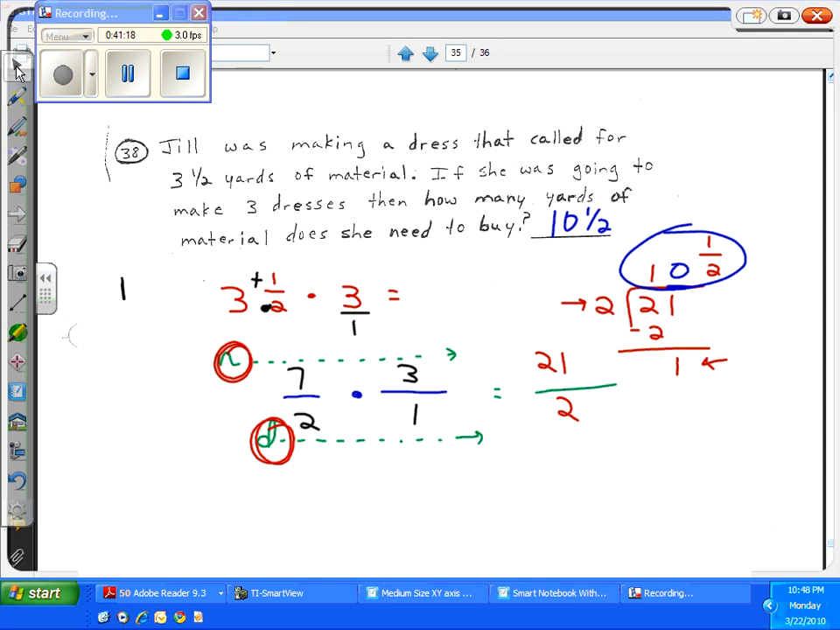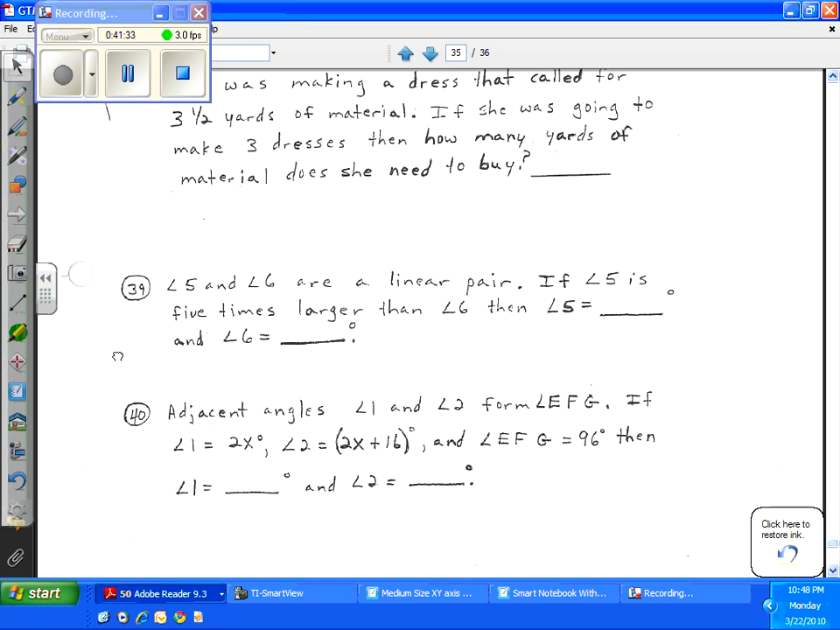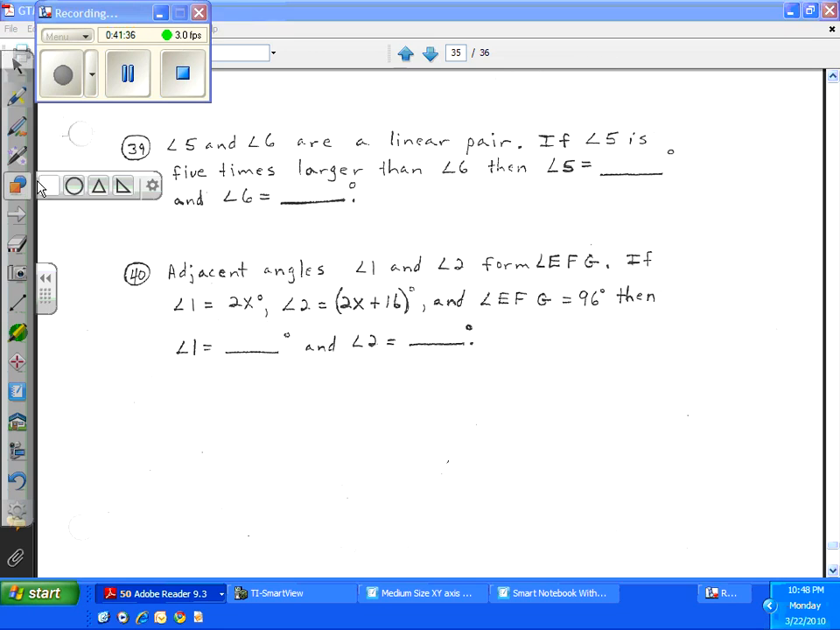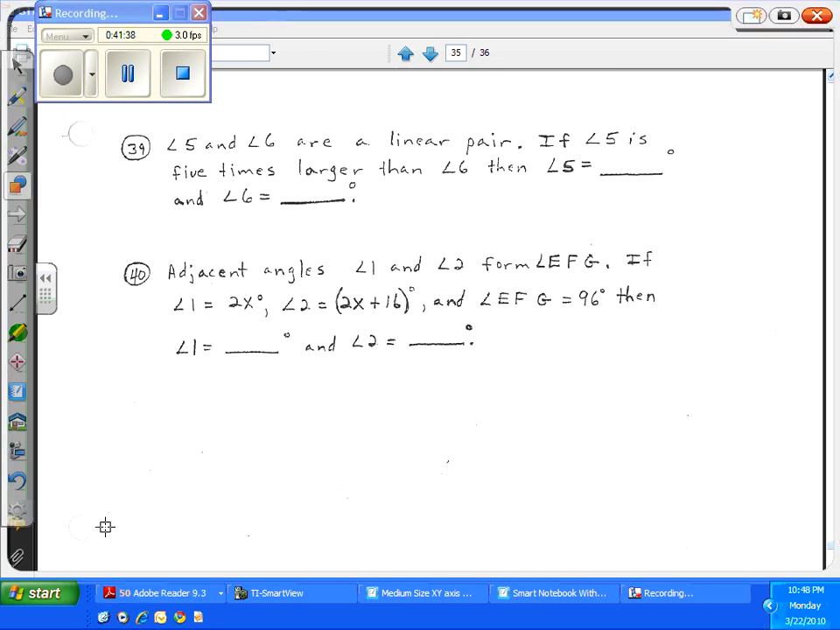Again, in the Algebra 1 text, if you go to page 5, it's going to teach you to multiply. Page 7, it's going to show you how to multiply mixed numerals. Okay. Number 39.